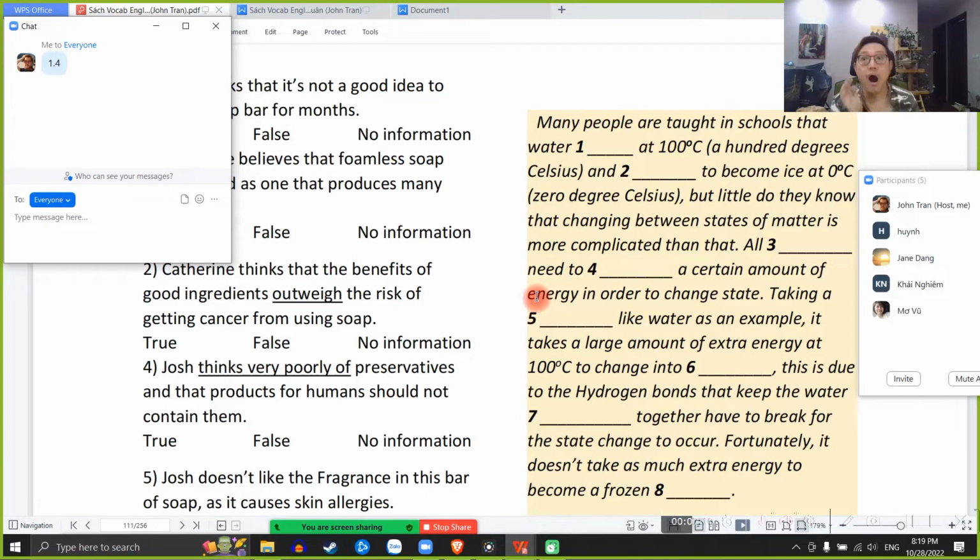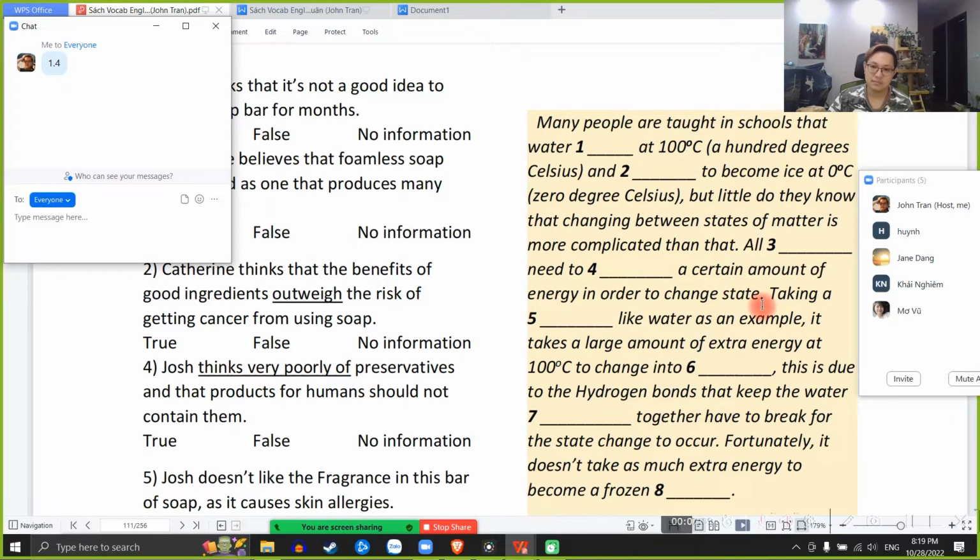Or liquid. Or kéo dài. Không có on nha, không có on gì hết. Có or thôi. Or liquid need to absorb a certain amount of energy. Âm cuối đâu? A certain amount of energy in order to change state.